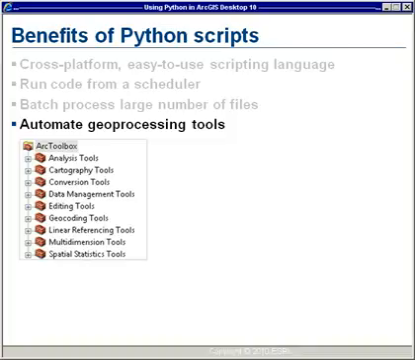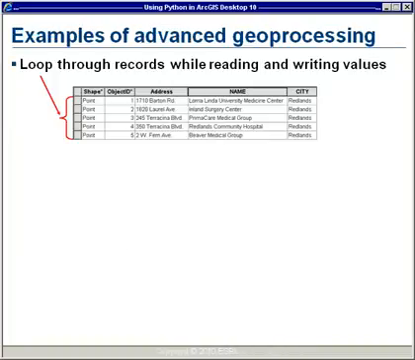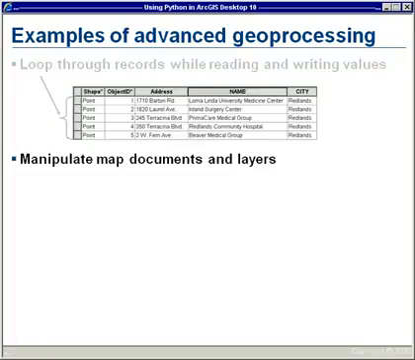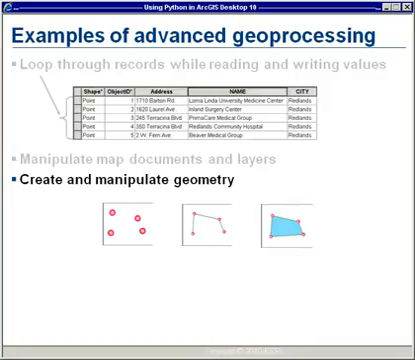Besides automating just the tools in a toolbox, we also have the ability to work with some of the more advanced functions. In other words, we could take a table and loop through that table. We can read and write to the table, so we can manipulate tabular data. You can also manipulate map documents and layers within the map document. This is a new ability at version 10. We'll be talking more about this a little bit later. And we can also take geometry, points, lines, and polygons, and manipulate those. We'll see a couple of examples of how this works throughout the seminar.